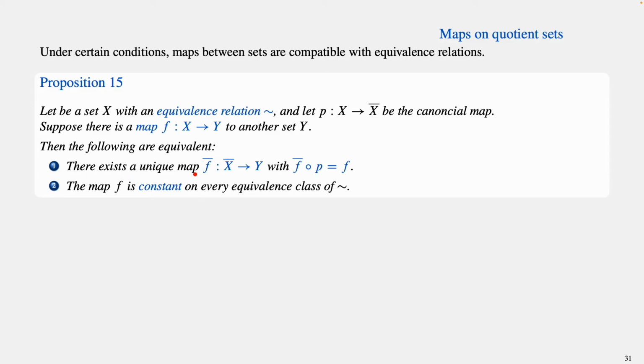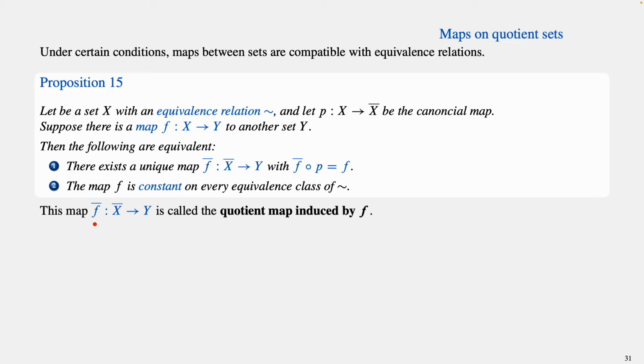There exists a unique map F bar from the quotient set X bar to Y with the property that F bar composed with the canonical map is the original map F. And this statement is equivalent to saying that the original map F is constant on every equivalence class of tilde. So that means for every two elements from the set X that are equivalent under this relation, the map F assumes the same value. It maps them to the same element in Y.